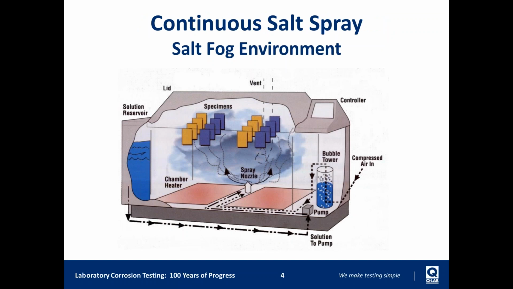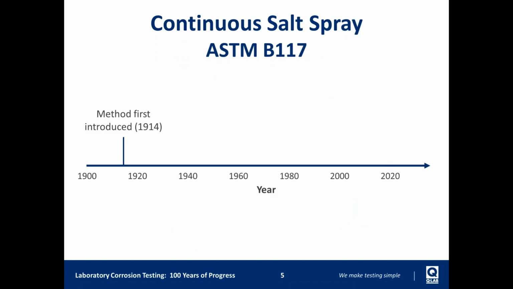So the first one we're going to talk about, which was the first one developed, is what's called continuous salt spray testing. It's very simple. You have a fog nozzle that's atomizing a salt solution into the air, and the specimens are exposed to this condition continuously for the duration of the test. The most common form of this is known as ASTM B117. And it's important to note that ASTM B117 is actually over 100 years old now. Still used widely, still probably the most run corrosion test in the world.